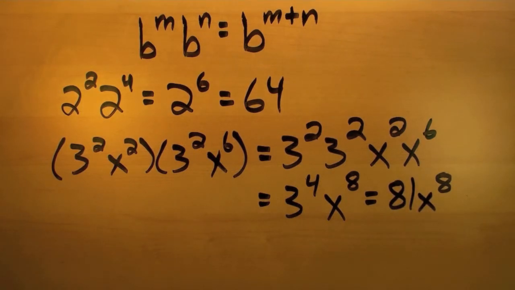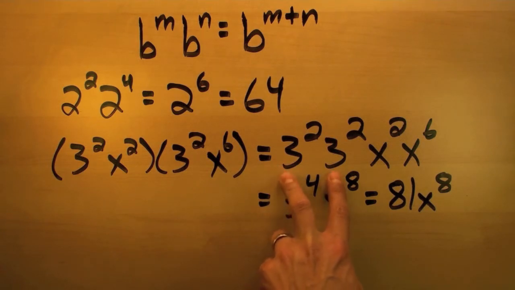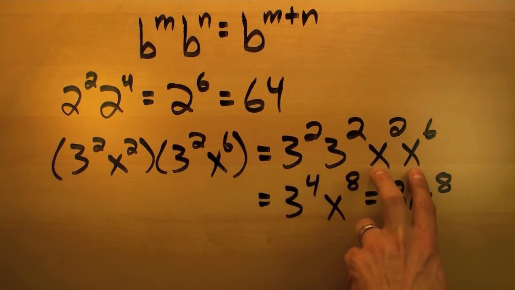Notice that the rule applies each time we have the same base. So here we have the same base, so we applied it to the 3's, and then separately, here we applied it to the x's because the x's have the same base.